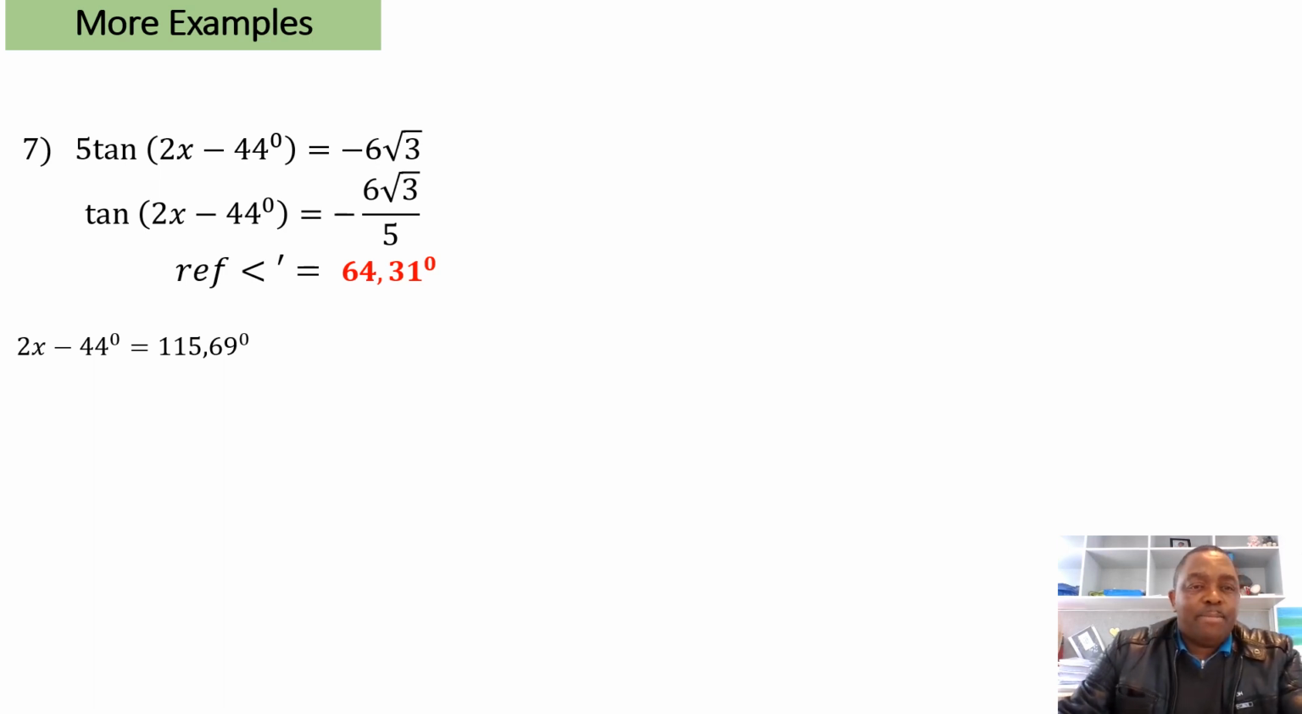I want to warn you quickly about a couple of things here. Take note of the fact that our angle is 2x minus 44. So that's the expression we're using to find our angle. So you do not do that with the reference angle. You do that in the quadrants where you are using your reference angle. So that 2x minus 44 degrees goes with us to the second quadrant where tan is negative. And we have 2x minus 44 equals 180 minus the reference angle. And then you solve accordingly, and then you get your answer.